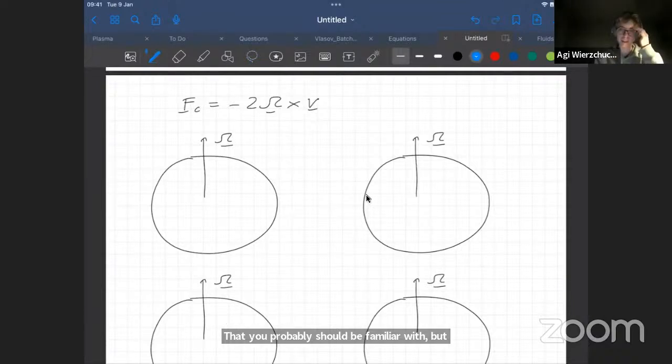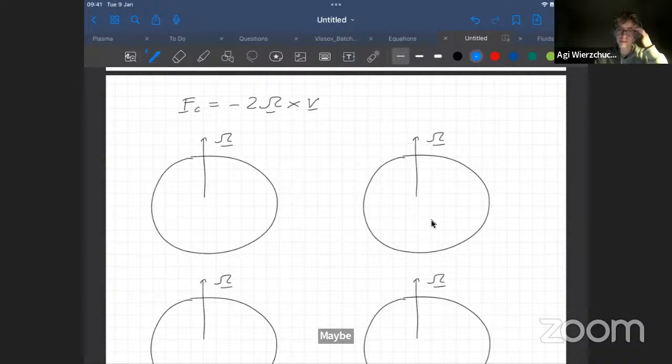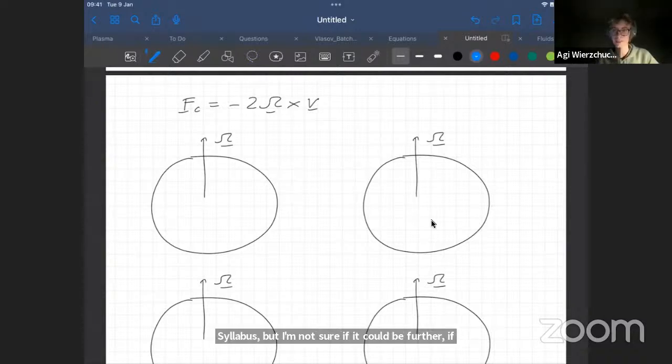I think it is part of the maths syllabus, but I'm not sure if it could be further maths. Anyways, if someone's not familiar with the vector product, then I'll try to explain it. Just put a question in the Q&A and I'll try to explain it without the vector product.